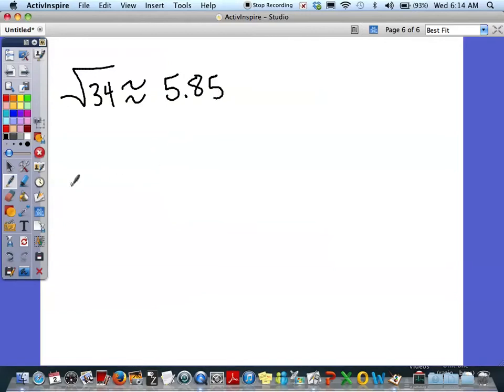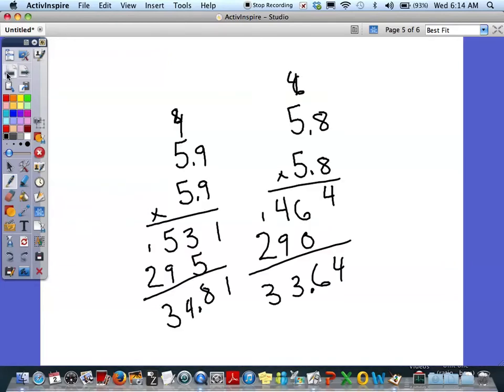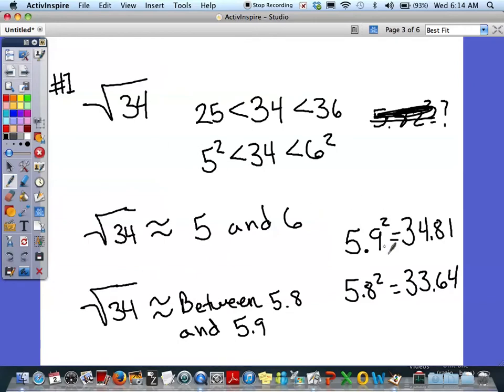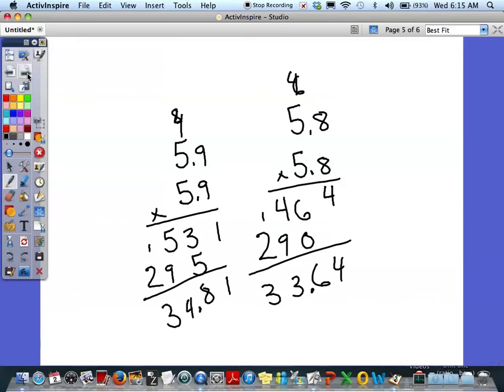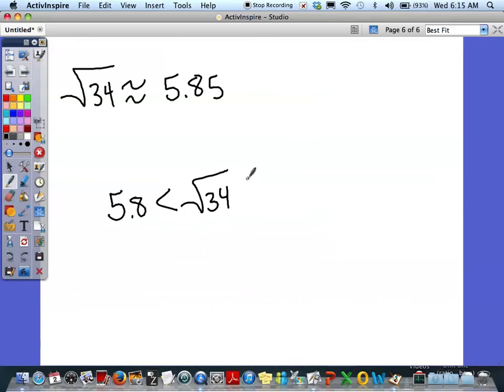Let me explain why. We know the square root of 34 is greater than 5.8 because 5.8 squared equaled less than 34. And we know the square root of 34 is less than 5.9. Because of that, we just split the difference and we say, okay, our best approximation is going to be 5.85.